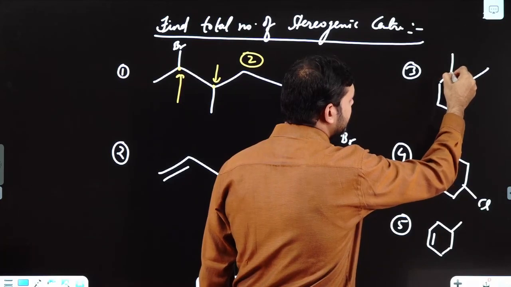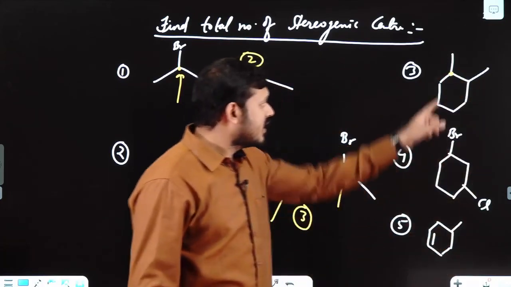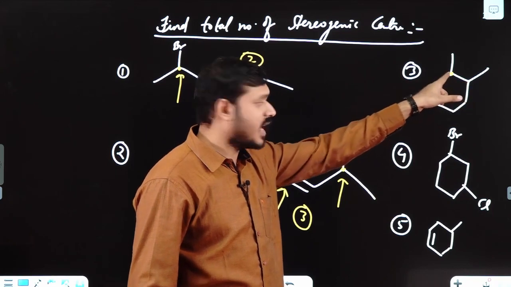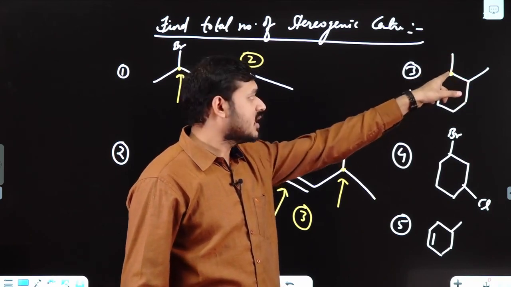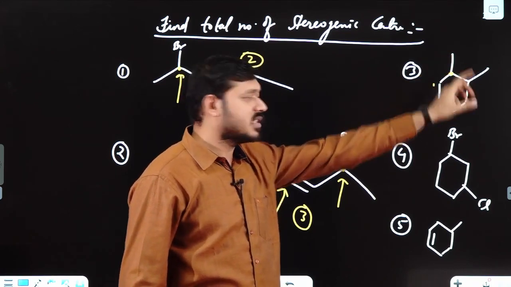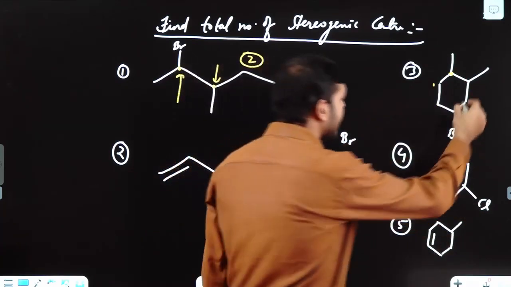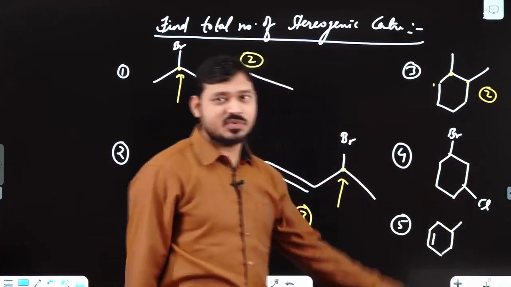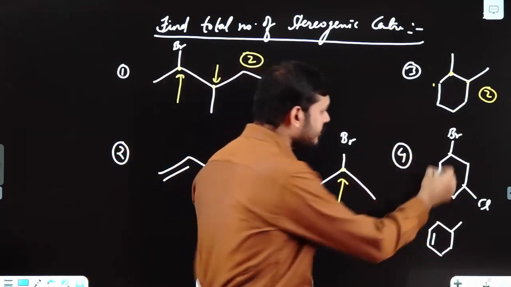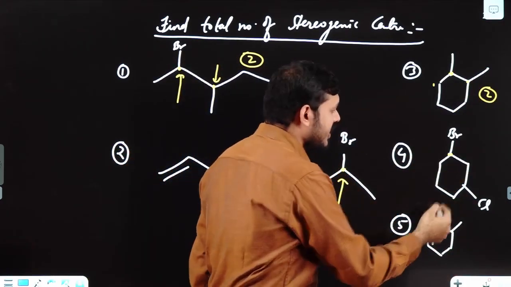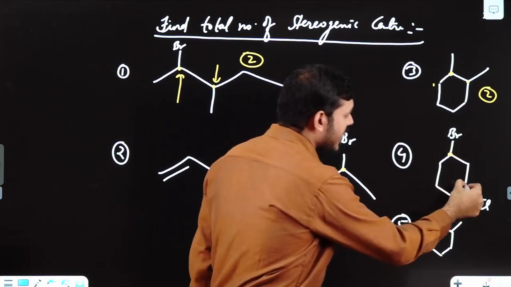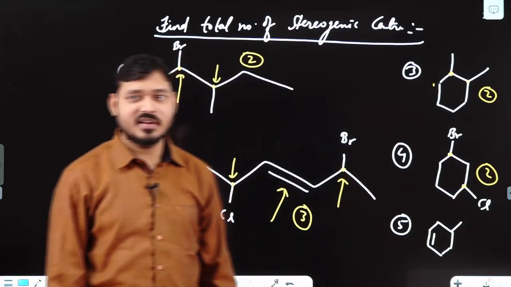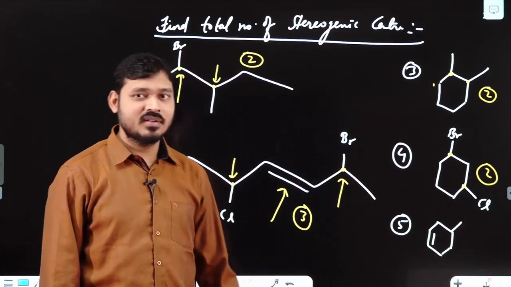Now let's check this one. If I check this one in the ring, then this carbon is having on this side a 2 degree carbon and on this side a 3 degree carbon, one hydrogen and one methyl. So it is a chiral center. Similarly, this is also a chiral center. So I can say here these 2. Now check this one. In this case, this is a stereo center as it is a chiral center, and this chlorine as well. So here also you are having 2 stereo centers. Clear?